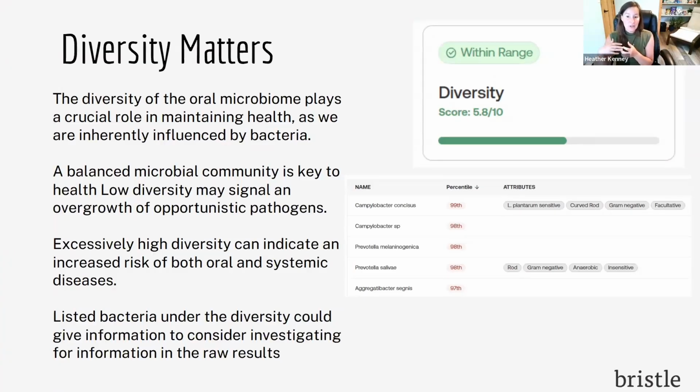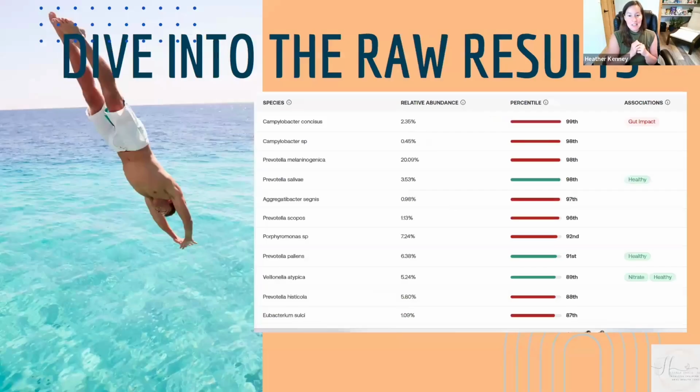I do look at the diversity score in some components, because sometimes the diversity score will give me some percentiles or main bacteria that are also listed in the raw results at higher levels, and I start to dive into some of those components. So if I'm not seeing a lot of pathology in the gum inflammation score, I love to dive into the raw results section. In the raw results section, you can get a list of all of the bacteria that we found in the oral microbiome, and it will give you a relative abundance, a percentile, and some of the associations with that.